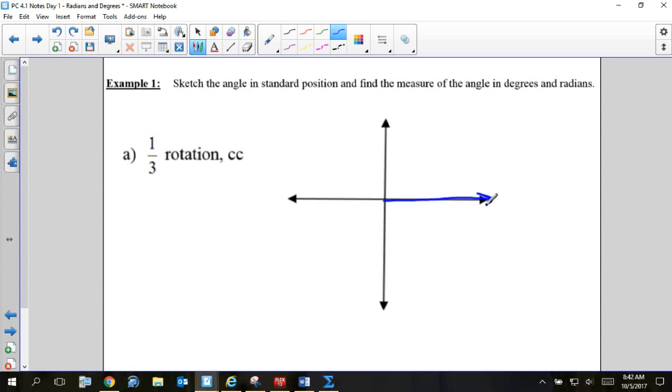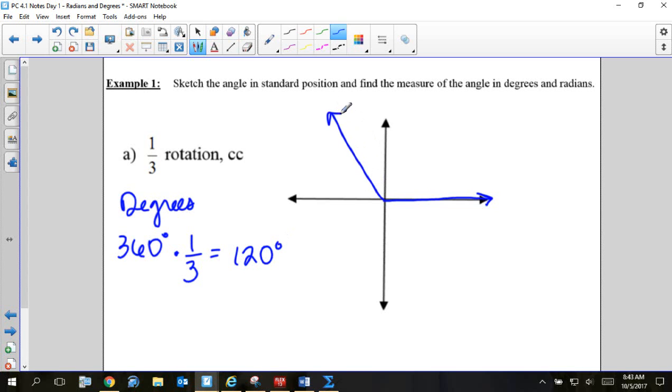So what's all the way around in degrees? 360. If I have 360 degrees and I want 1/3 of it, then I multiply 360 by 1/3. You get 120. Now, if you don't put a degree symbol, I think you mean radians, and they're very different. 120 radians is way different than 120 degrees. So make sure if you're talking degrees, there's a degree symbol. So we want to draw our terminal side at 120 degrees.